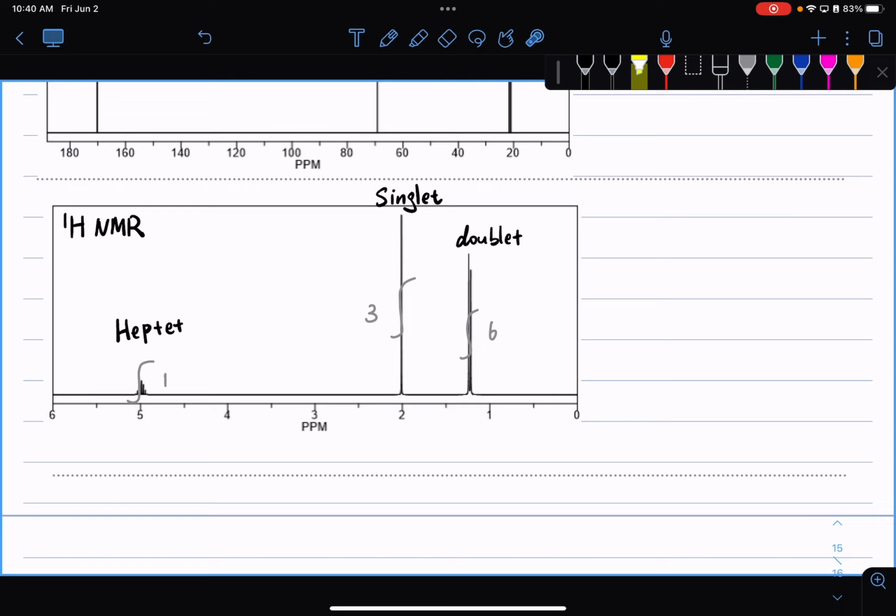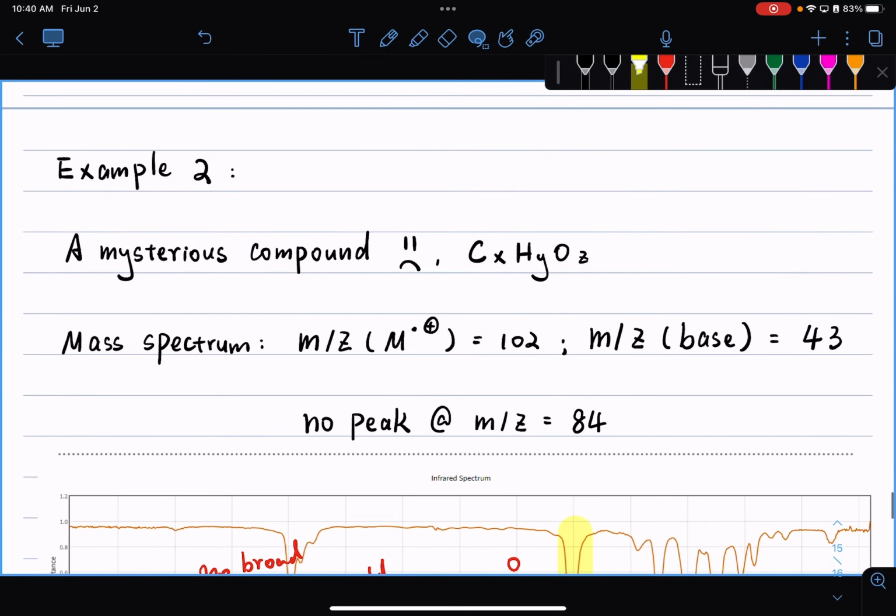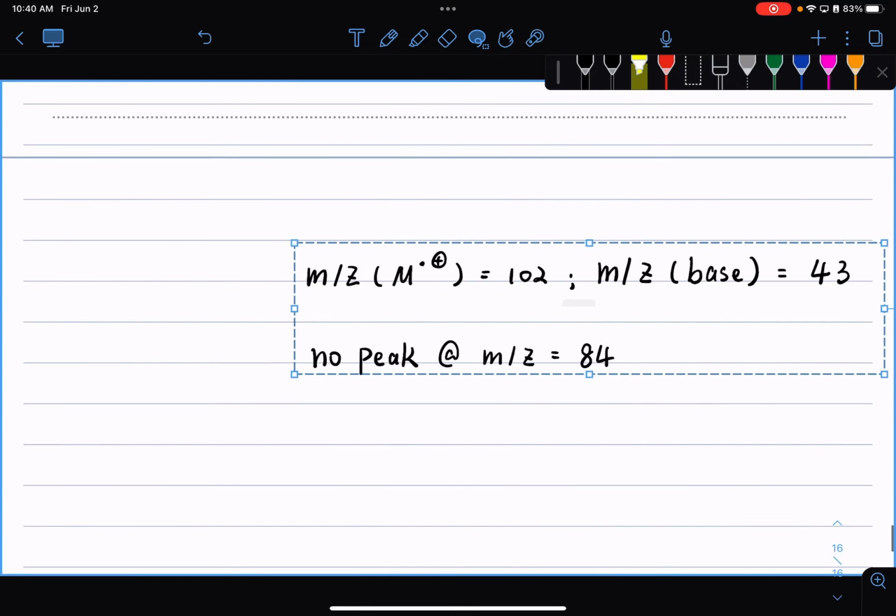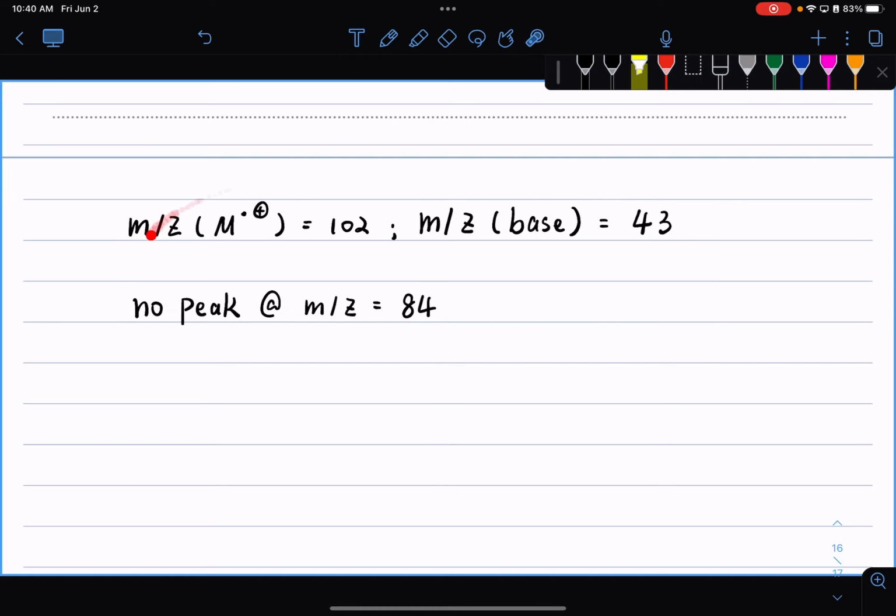Okay, ready to get started? Okay, let's look at the mass spectrum first. Again, what we're trying to get from my mass spectrum is to deduce what my molecular formula looks like. So let me copy paste this information down. Now, this molecule has a molecular cation of 102. So the molecular weight of this molecule is about 102. It also gives information about a base peak at around 43.